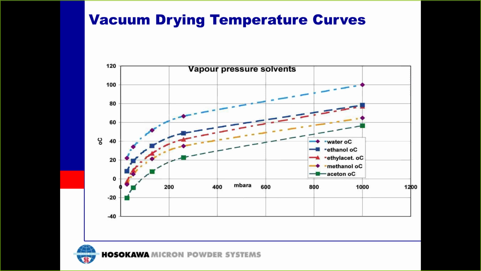Looking at vacuum drying, what's actually occurring is not as clear on the phase diagram as it is on the vapor pressure curve. This is a vapor pressure curve for water and a few other solvents. If you look here at 1,000 millibar, you're basically at atmospheric pressure, and the boiling temperature of water is 100 degrees C at atmospheric pressure.